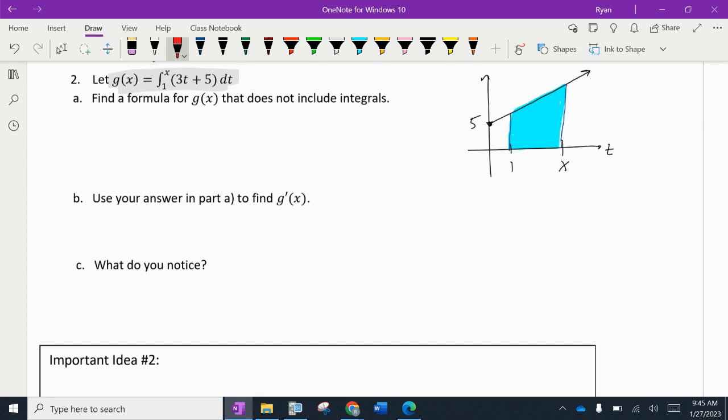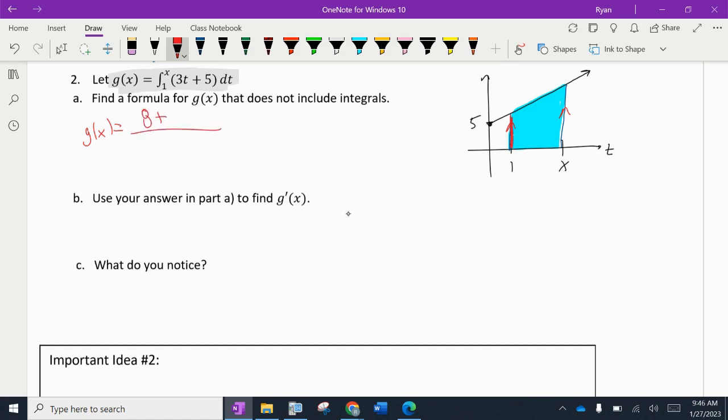Okay, are we ready to actually find this formula for g of x that does not include integrals? What we're trying to do with this is find an area, right? That's what this integral is telling us to do. So let's find the area of this region. G of x is equal to the area of that. What kind of shape are we talking about here? Trapezoid. It's the average of the bases times the height. So these are the two parallel sides, the two bases. What is the value of this base? 8, right? Plug 1 in for the expression. So this base is 8.